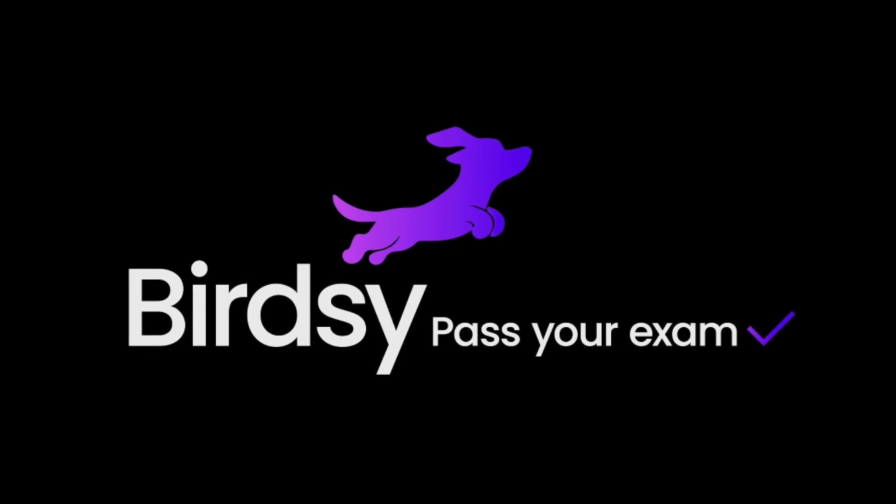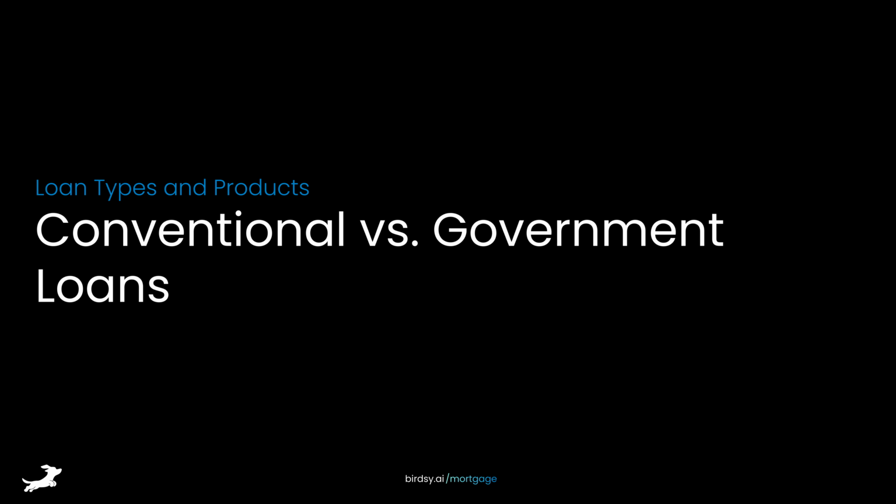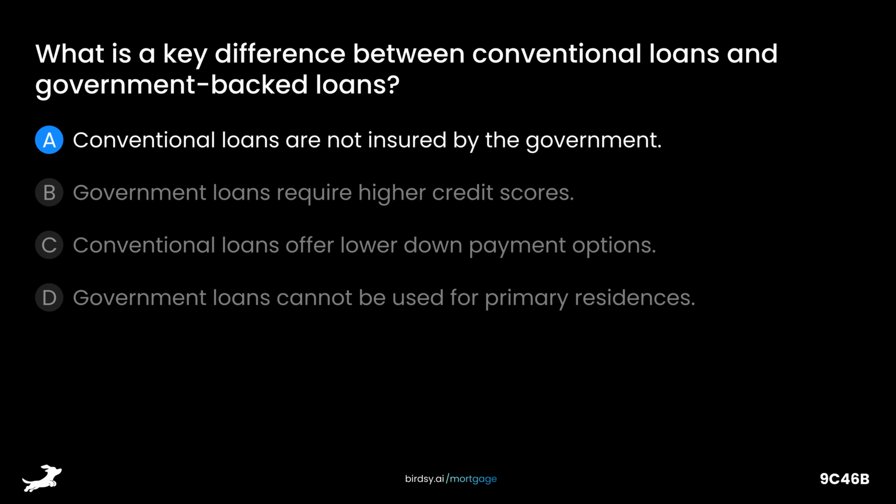Now, let's dive in. Let's begin with a look at loan types and products. Conventional versus government loans. What is a key difference between conventional loans and government-backed loans? Is it A, conventional loans are not insured by the government? B, government loans require higher credit scores? C, conventional loans offer lower down payment options? Or D, government loans cannot be used for primary residences?